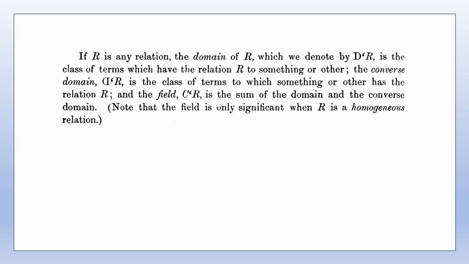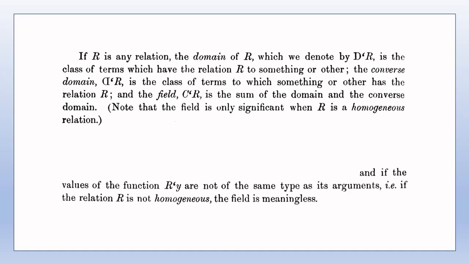Note that the field is only significant when R is a homogeneous relation. A homogeneous relation is described on page 256 as being a relation whose referents and relata are of the same type. On page 261 we read that if the relation R is not homogeneous, the field is meaningless. As can be seen, d'R, C'R, etc. are descriptive functions as indicated by the inverted commas. So I'll just pick out a few propositions which are noteworthy here.